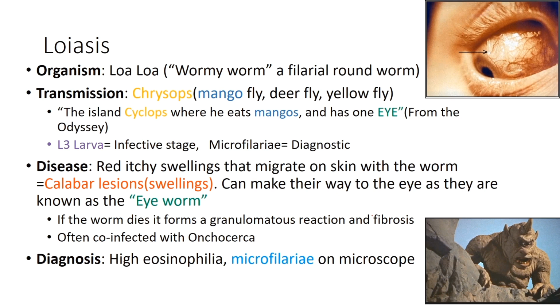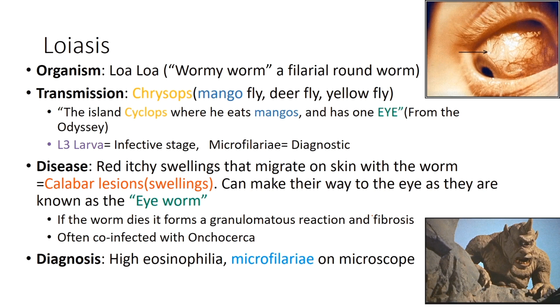The next one is loiasis. The organism that causes this is Loa loa. Pretty much Loa loa means wormy worm. This is a filarial roundworm found commonly in Africa. And the transmission is from the Chrysops fly, or the mango fly, deer fly, or yellow fly. And so Chrysops is the actual genus for this.